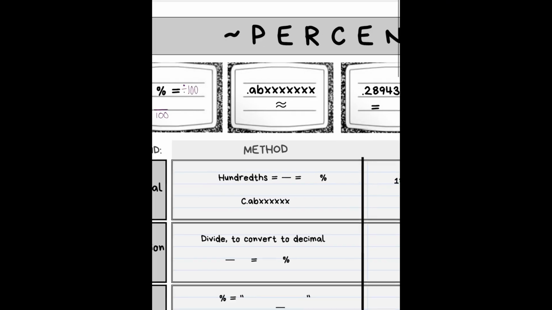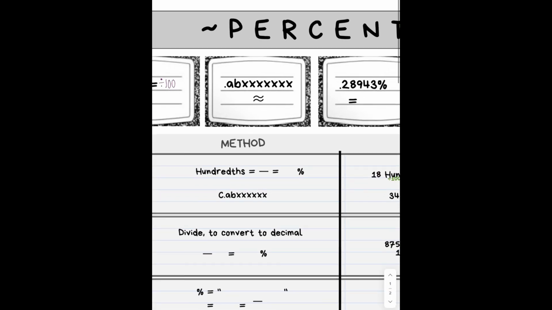So it's talking about divide by 100. Well, in place value, this is divide by 10. This is divide by 100. And then we have divide by 1000. And if we went this way, it would be times 1, times 10, times 100, times 1000, etc. So when we say per 100, that's this one right here.